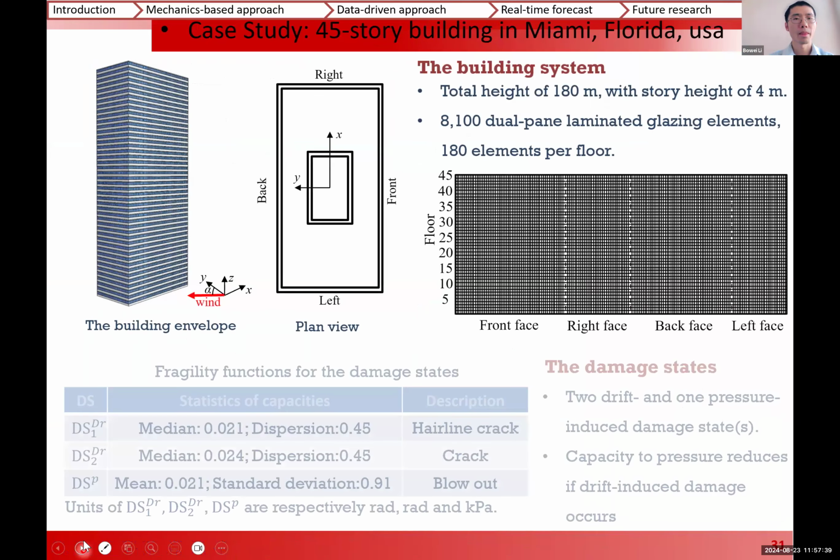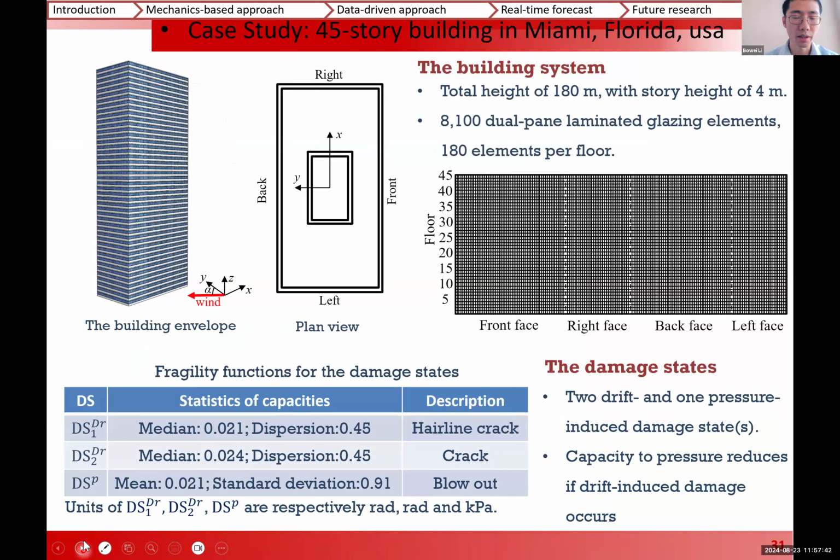Okay, so now to illustrate the application, here's a case study. It is a pretty high dimensional system that was assumed to be in Miami. It has 8,100 envelope elements. We consider 2 levels of drift-induced damage and 1 level of pressure-induced damage, with the capacity to be reduced if the drift-induced damage occurs.